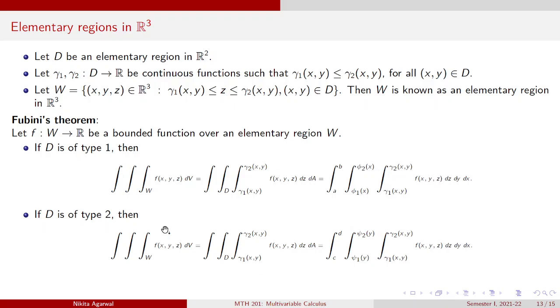Similarly, if D is of type 2, then this is what you get. In type 1, you will get dz, dy, dx. Type 2, you'll get dz, dx, dy. And if D is of type 3, then obviously any of the above integrals would work.